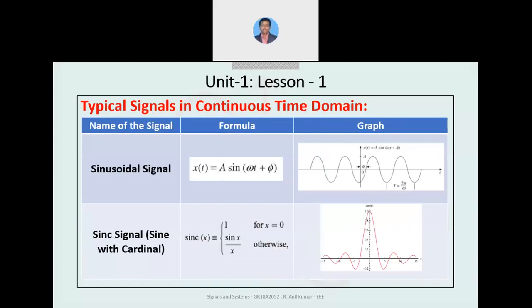And the next signal is a sinc signal. Sinc signal is nothing but the cardinal sine signal. So from the graph we can see that at the 0 instant the value is 1, and at instants other than 0 it is continuously decaying, in the sense that at some time it reaches 0. So here we can see the function sinc of x equals 1 for x equal to 0, and sine x by x otherwise. Meaning when x is not equal to 0, we can define the sinc function as sine x by x. So that is the sinc function.